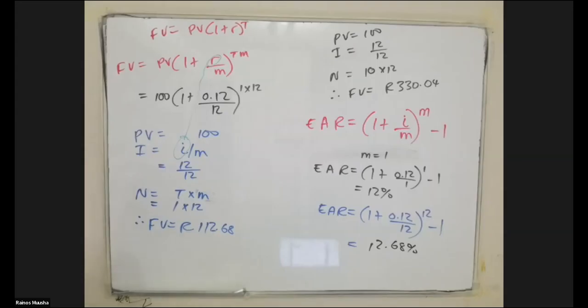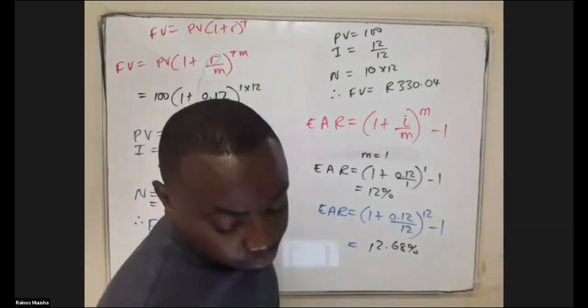Now, we have seen so far that you can compound annually, you can compound semi-annually, which is twice a year. You can compound quarterly, which is 4 times a year. You can compound monthly, which is 12 times a year. You can compound weekly, which is 52 times a year. You can compound daily, which is 365 times a year. But you can also compound every microsecond, which means every microsecond the interest will be added onto the principal amount.